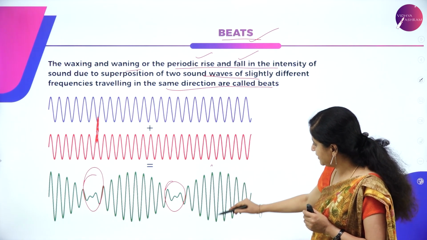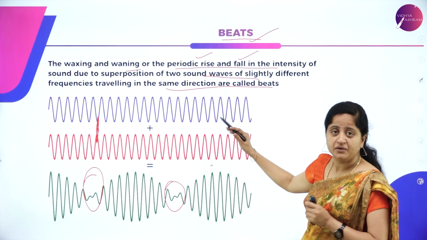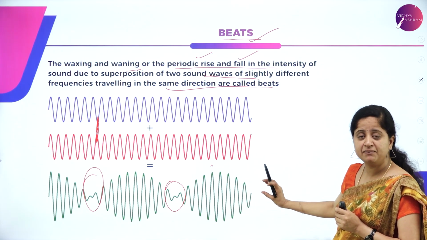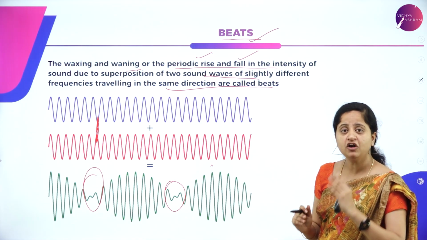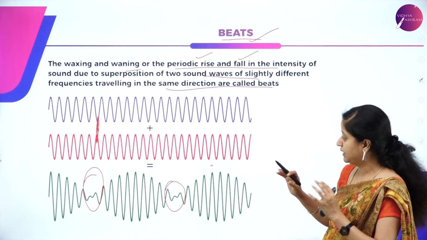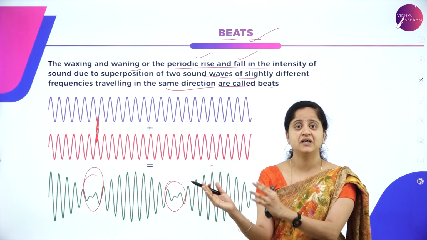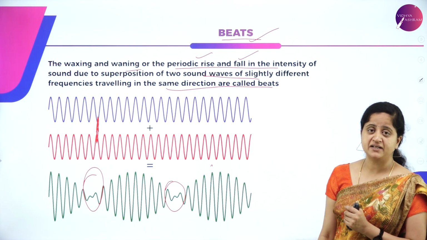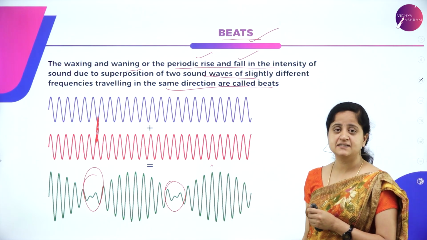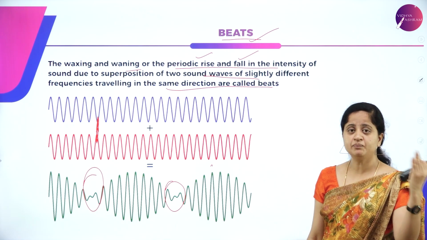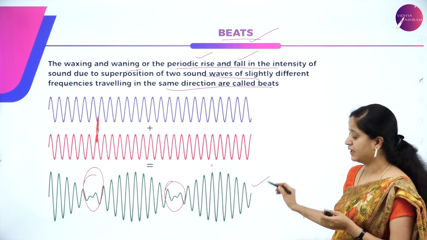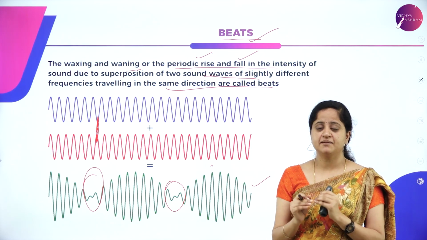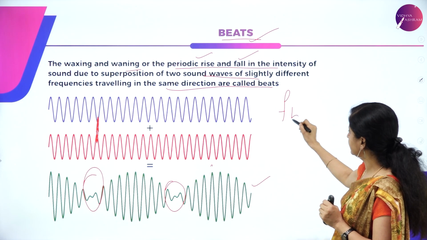So the amplitude will be maximum when the crest of one wave falls on the crest of the other wave. The amplitude of the resultant wave will be minimum when the crest of one wave falls on the trough of the other wave. Because of the slight difference in frequencies of two waves traveling in the same direction, the waxing and waning will be produced, and this resultant of the superposition of two waves is called beats. So beats are a very important concept.